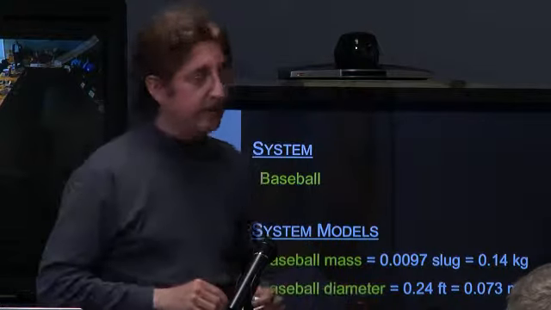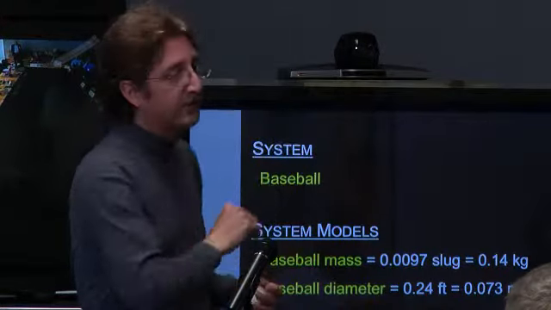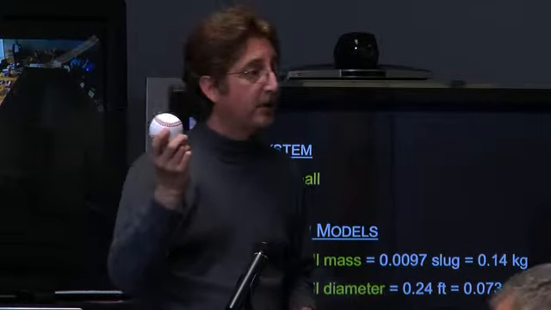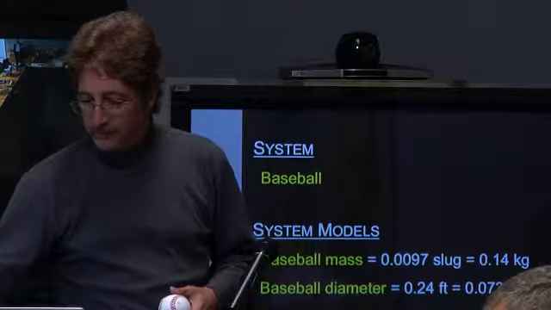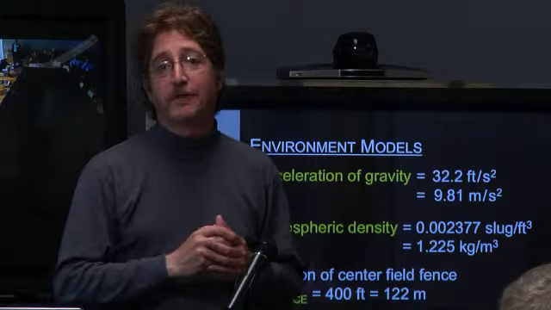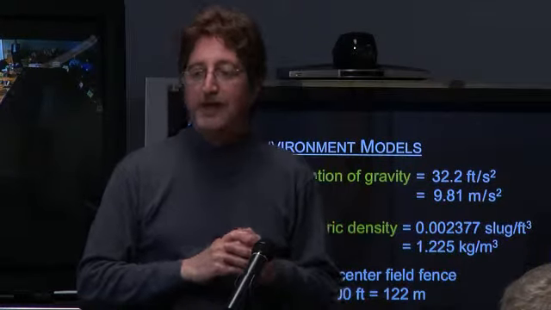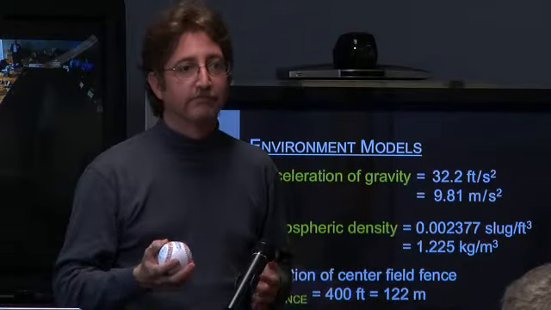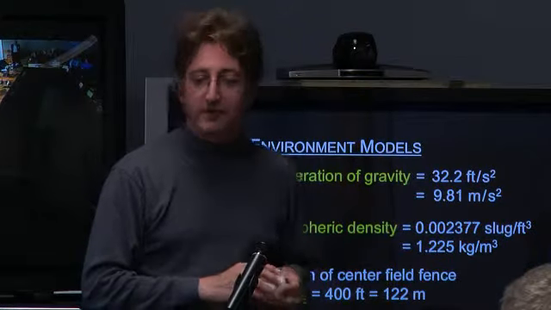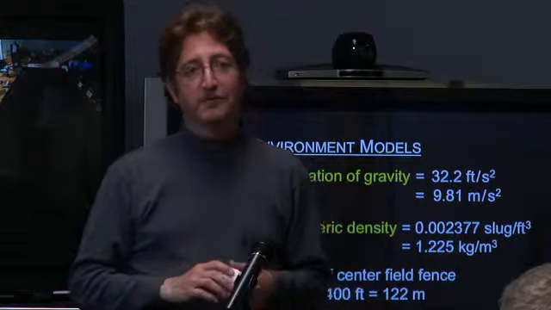So anyways, to get back on track, my system models are the mass, the diameter of the ball, because I'm going to be interested in the drag, and the drag coefficient of the ball. Notice I also have environment models, okay? The acceleration of gravity, okay? That's going to be important to this. And also, what is the atmospheric density?